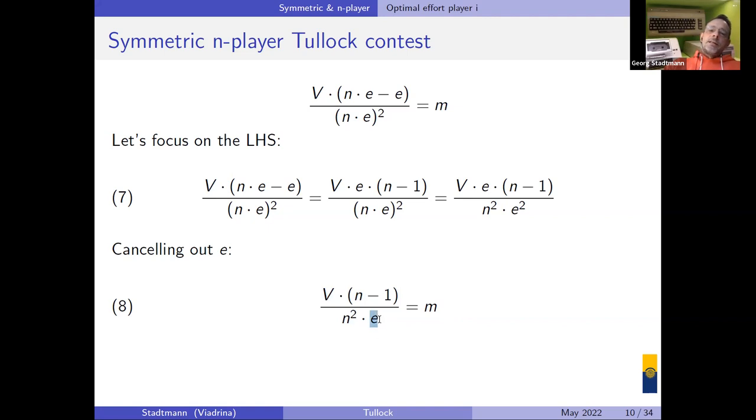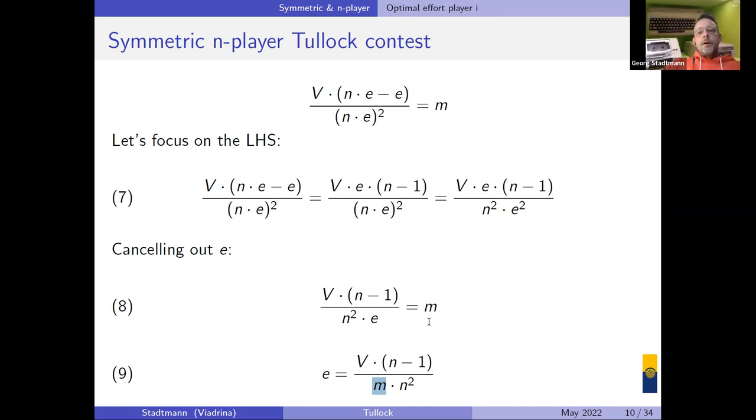That's relatively easy now. We can put the E on the right-hand side, and we put the M on the left-hand side of this equation, and we get to equation number 9. We have E on the left-hand side isolated, and M pops up in the denominator of this fraction. So this is now the optimal effort level of one player.